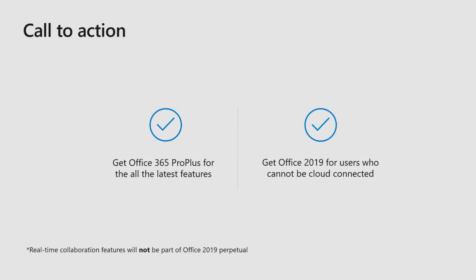So just to sum up, we talked about 2019. It's the next release of the on-premises version of Office. It's not the newest or the latest. I mean, it is the newest for perpetual, but it's not the latest, and it doesn't have all the features that we have in 365. So I think for you all, getting Office 365 Pro Plus will give you all those features. And if there are reasons that you are either on your journey to the cloud or you cannot move to the cloud, Office 2019 will be that next update over 2010, 2013, and Office 2016.